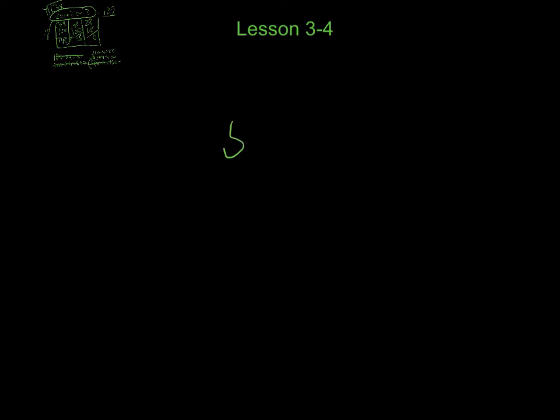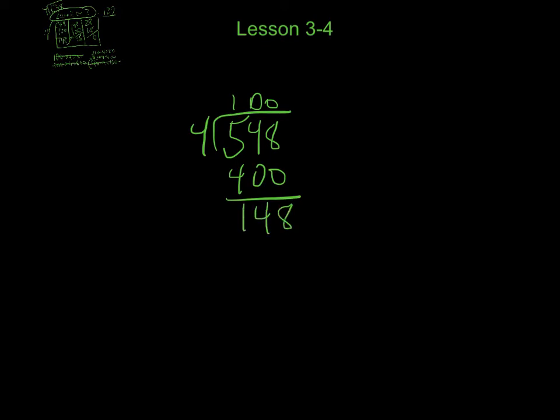Alright, so 548 divided by 4. I know 4 can go into 548 at least 100 times. So 4 times 100 is 400. I subtract, get 148. I know that 4 can go into 148 70 times, equal 140. I did it wrong again. What is going on with me today? I'm sorry. 4 can go into 148 at least 30 times to give me 120.